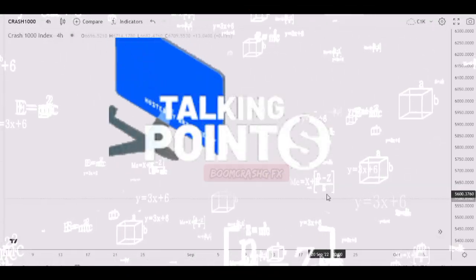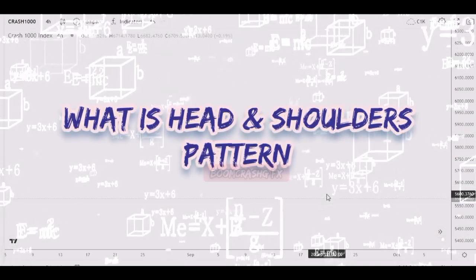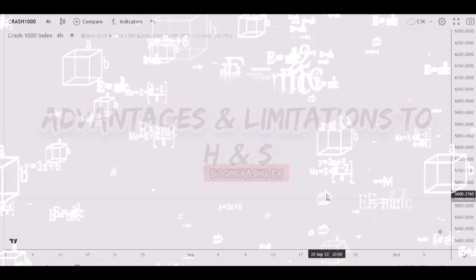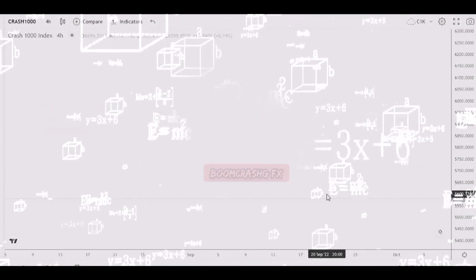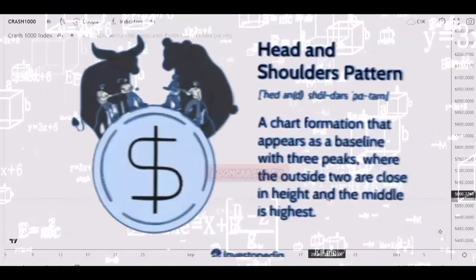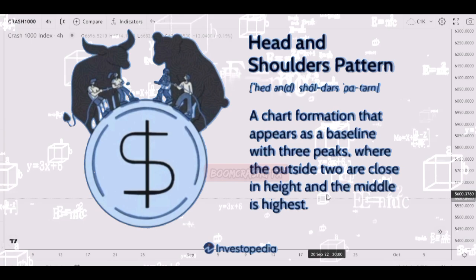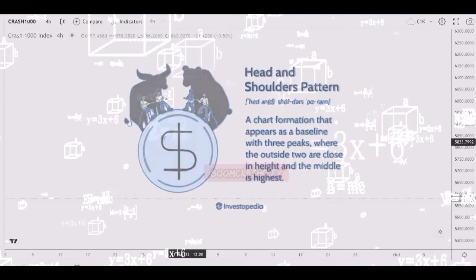We are traders, so this is our talking points. We are going to be looking at what head and shoulder patterns are, how we can identify head and shoulder patterns, and also what the advantages and limitations of head and shoulder patterns are. Quickly, what is a head and shoulder pattern? Investopedia lets us know that a head and shoulder pattern is a chart formation that appears as a baseline with 3 peaks, where the outside 2 are close in height and the middle is the highest. So what is this telling us?